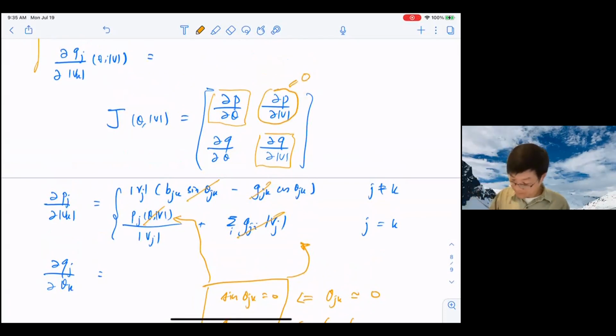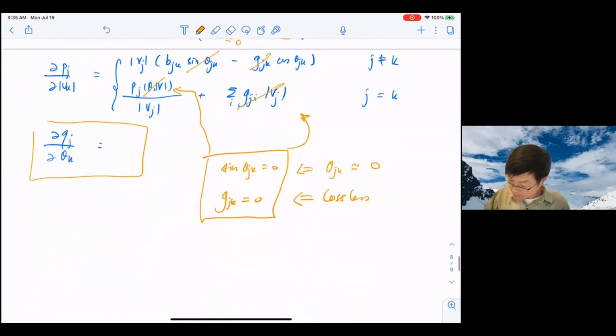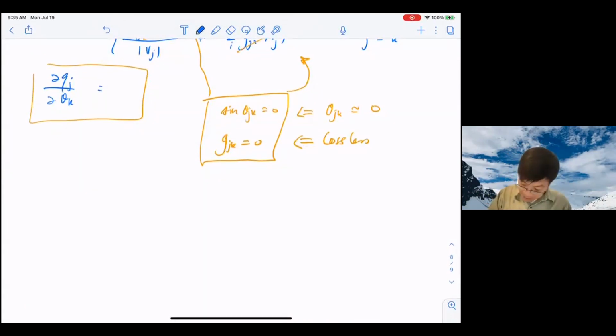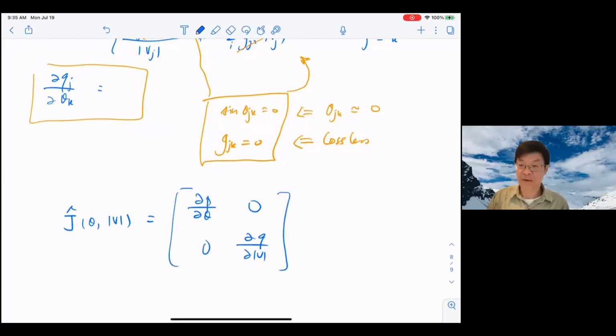If you do the same thing for dQ/dtheta, you will conclude that this is approximately 0. And we're going to set it to 0. And therefore, the Jacobian matrix will become decoupled, will be block diagonal. So the approximate Jacobian matrix will have the structure dP/dtheta, dQ/dV, and 0 blocks. So that's a block diagonal structure of the Jacobian.